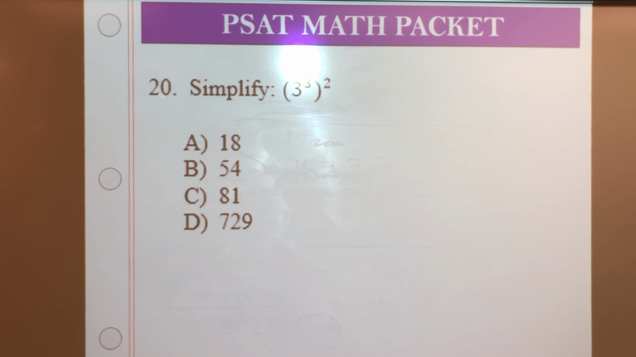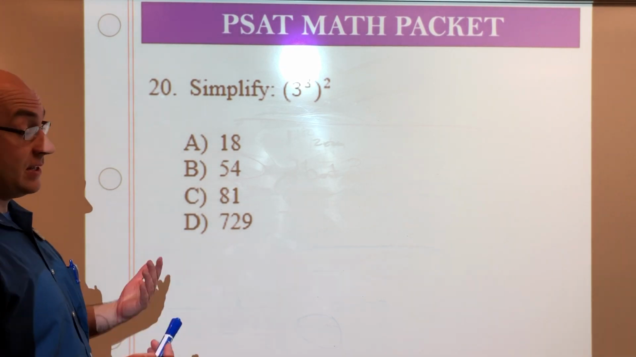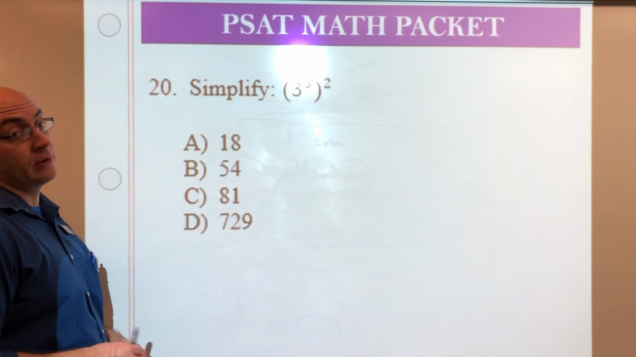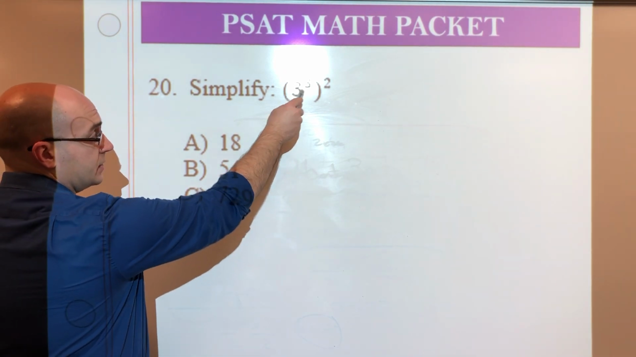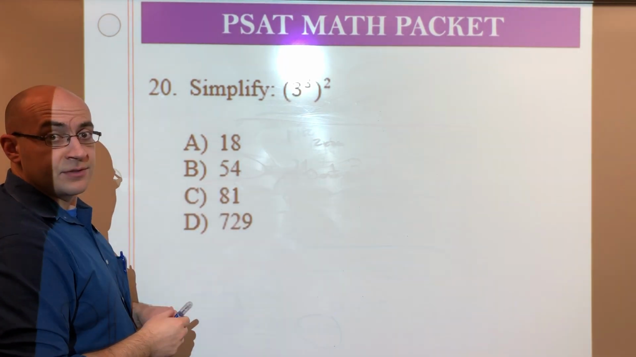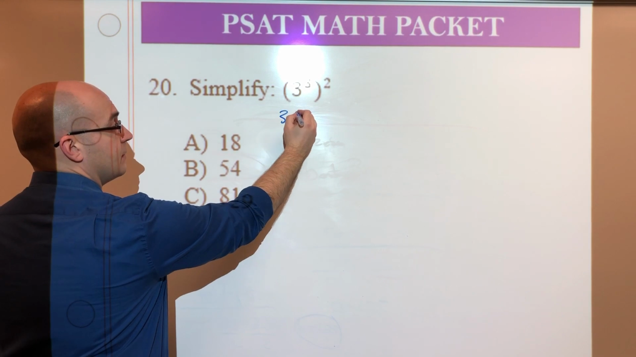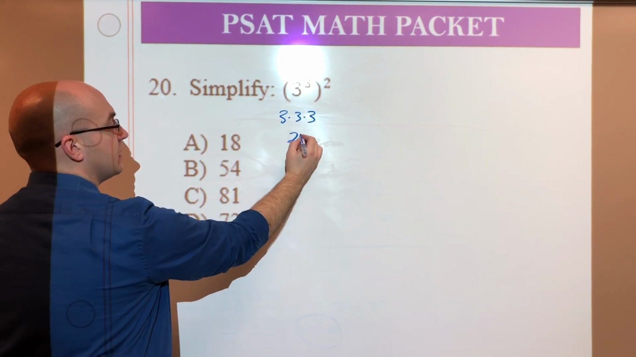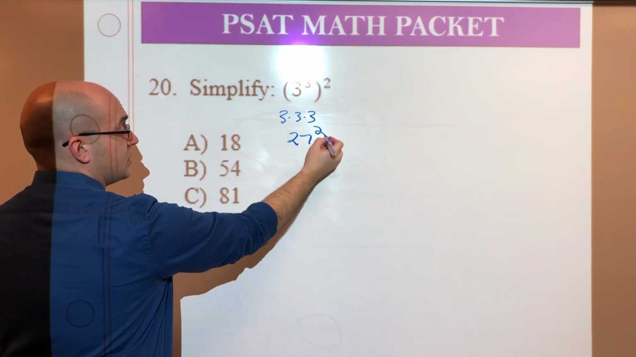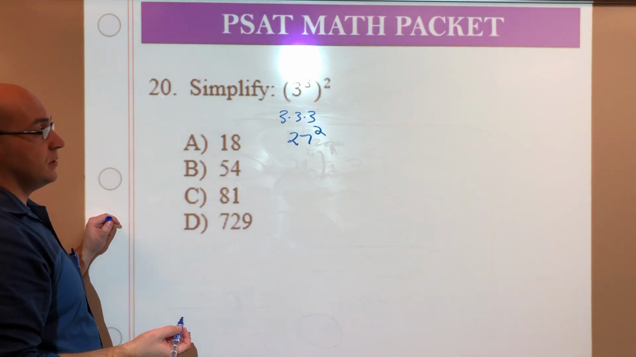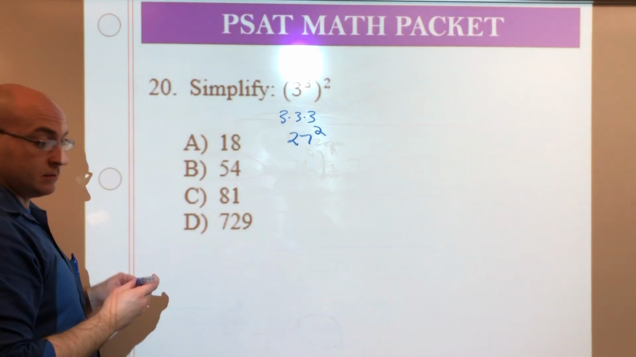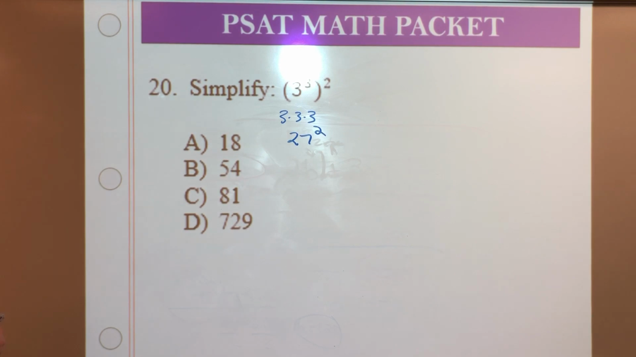Last one, simple one. There's a couple ways to do this. I just like the old school method. You probably will not have a calculator for this one though. So I'm going to simplify the inside of the parentheses first. 3 times 3 times 3. That's what that means. So 3 times 3 times 3 is 27. And then I'm going to do 27 squared. So multiply 27 times 27. I'm going to get 729.